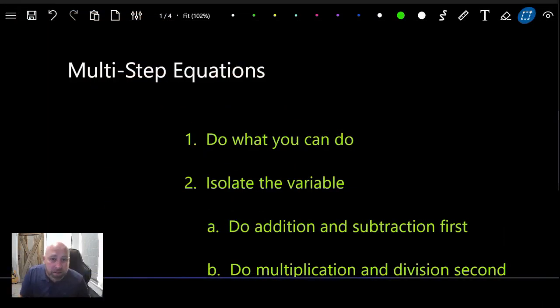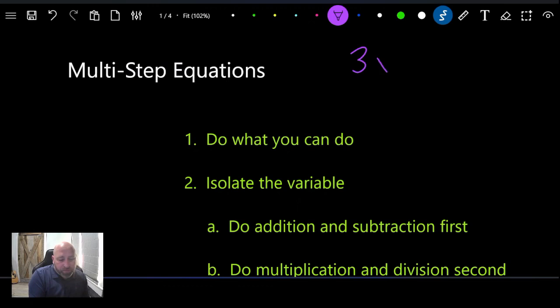Go ahead and look down on page 449. Page 449 is where you'll find lesson 11.3. And let's jump into it. So multi-step equations. What is a multi-step equation? It's something that looks like this. So we have, like, 3x plus 2 equals 7, for example.